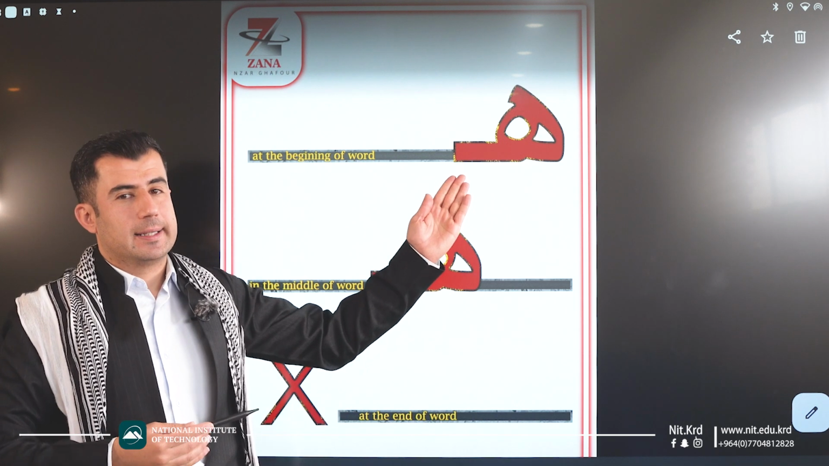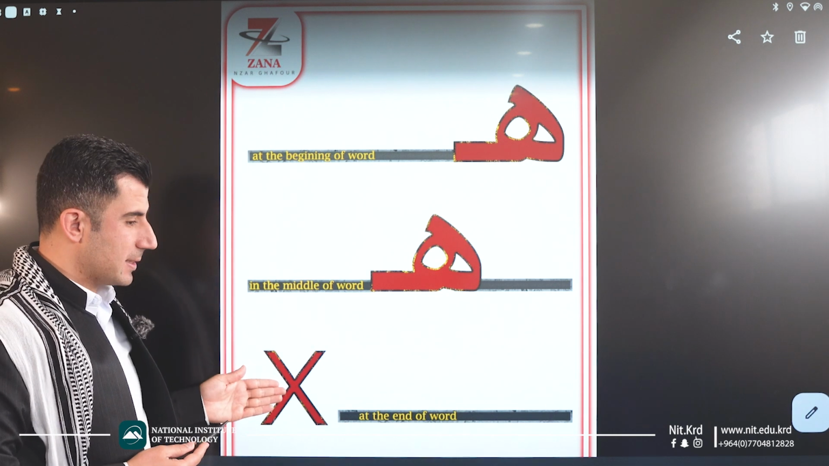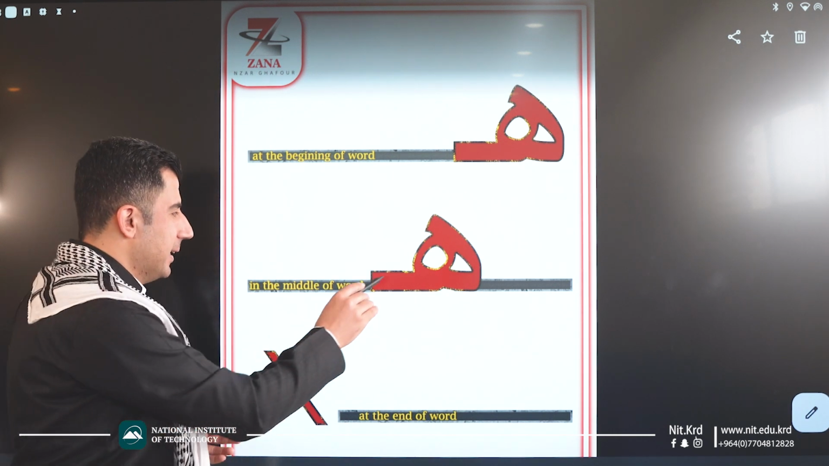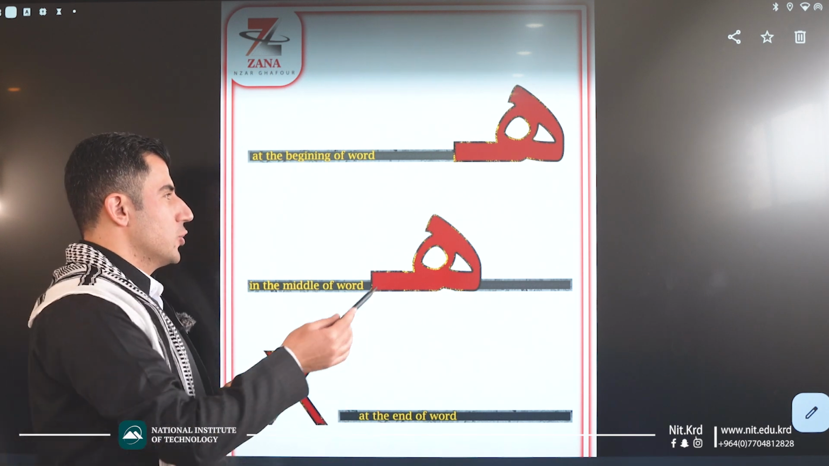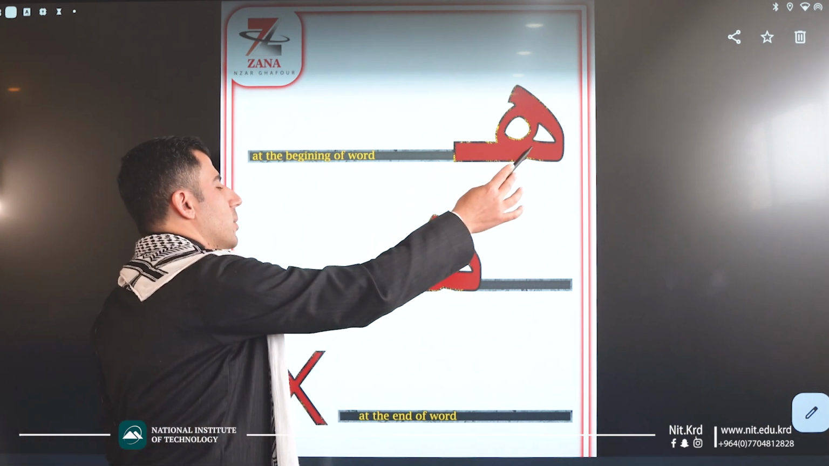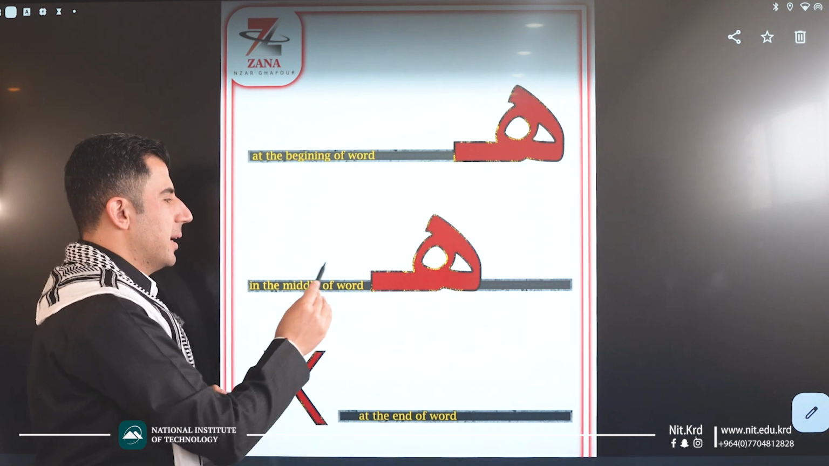This one is he. But unfortunately, we do not have he like this at the end of the word. Be careful of this one. We have it just at the beginning of the word or in the middle of the word, but we do not have he at the end of the word.